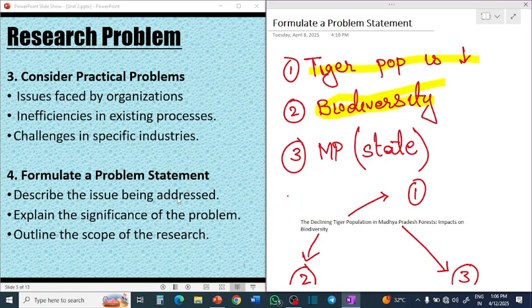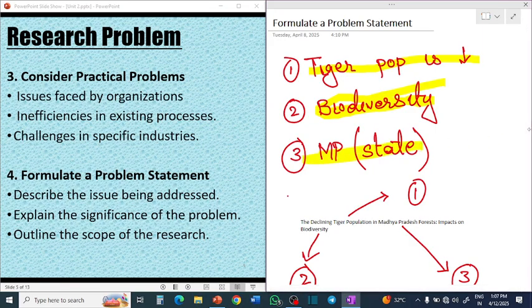Third is outline the scope of research. By the scope of research, we mean you have to say the particular area or particular domain. It is easier to remember that we have to describe the particular area or population to which your research will be limited. For example, for the scope of the research, we have decided that our place will be Madhya Pradesh.